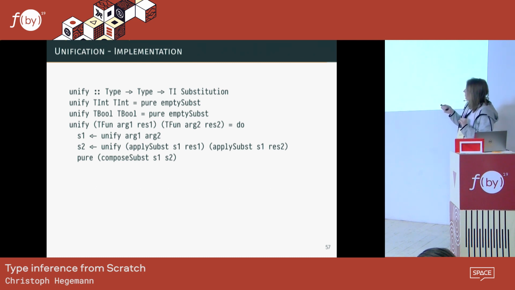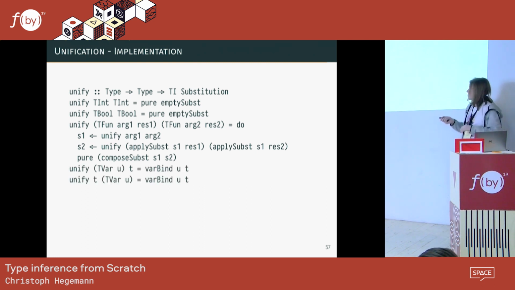But unification returns a substitution. So when I unify the argument types, I gain information. So I need to make sure to carry that through, right? So again, I apply the substitution to the result types, unify those, and then I pass back the composition of the two substitutions I gained, again, not to lose information.